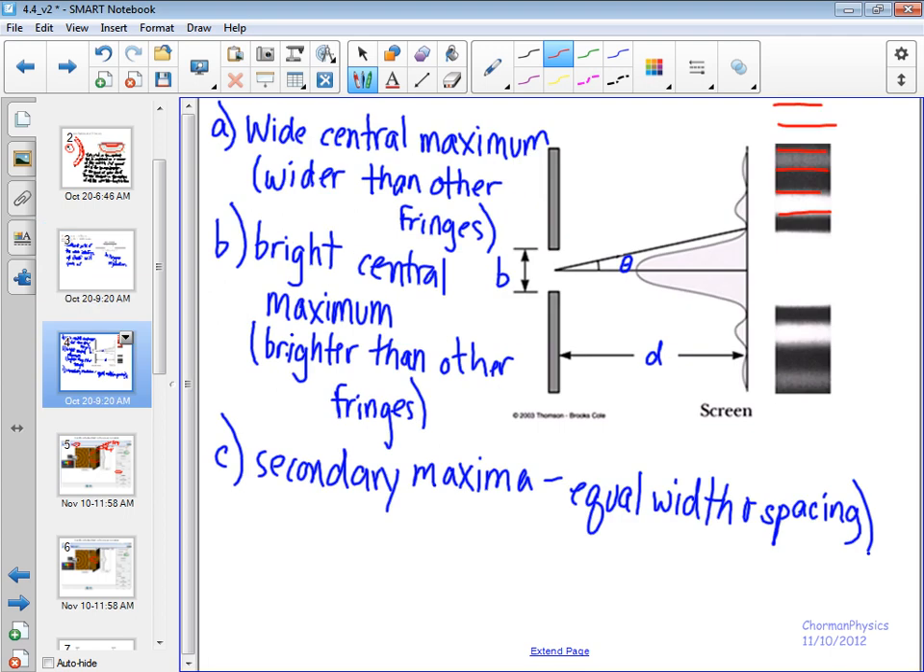We can see that with light, when we shine light through a small slit, and we get these fringes of constructive interference, where it's bright, and destructive interference. So that's what's happening here with this diffraction.